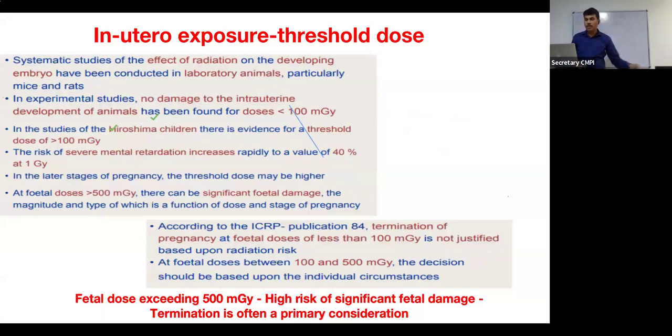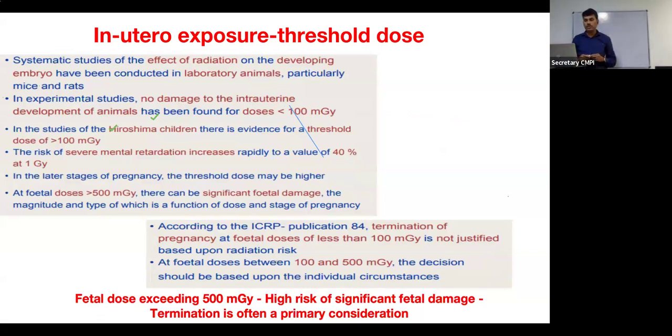Now, for in utero exposure, the threshold dose is also derived. Systematic studies on the effect of radiation on the developing embryo have been conducted in laboratory animals, particularly mice and rats. The experimental studies found that no damage to the intrauterine development of animals has been found for doses less than 100 milligray during the pregnancy period.